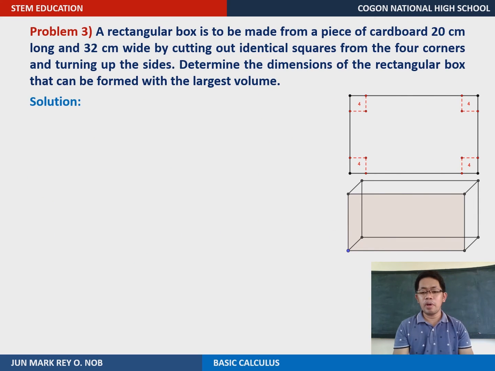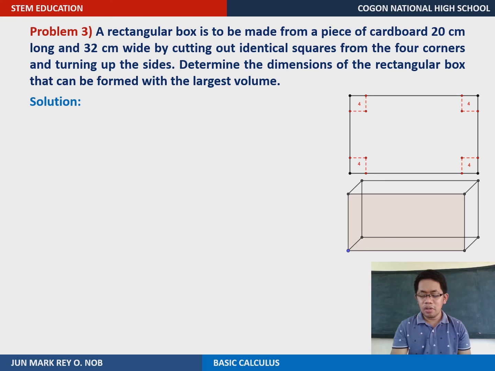Now for problem number 3, the same procedures are being applied. Here I actually presented an illustration for us to visualize what the problem is all about. So the one on top is actually the cardboard. Now we are asked to cut squares along the four corners of the cardboard, and then after that we turn up the sides to form an open rectangular box, the one below it.